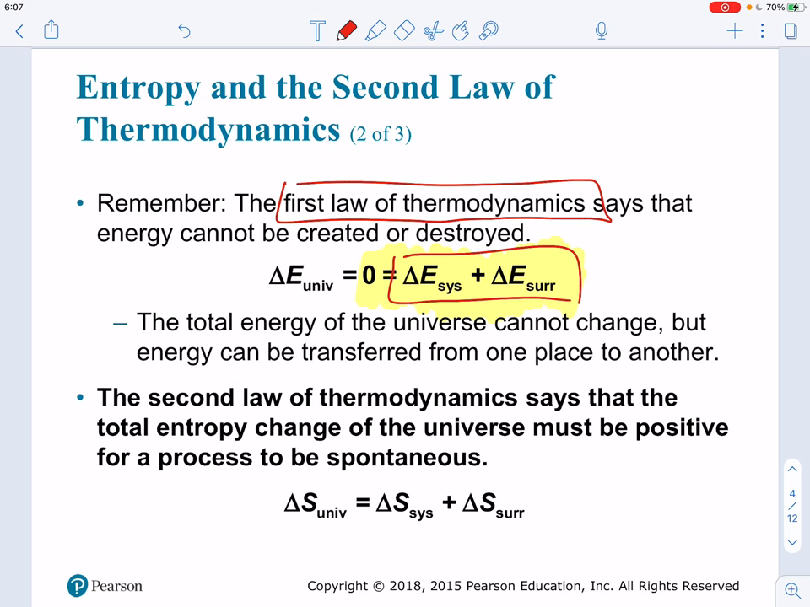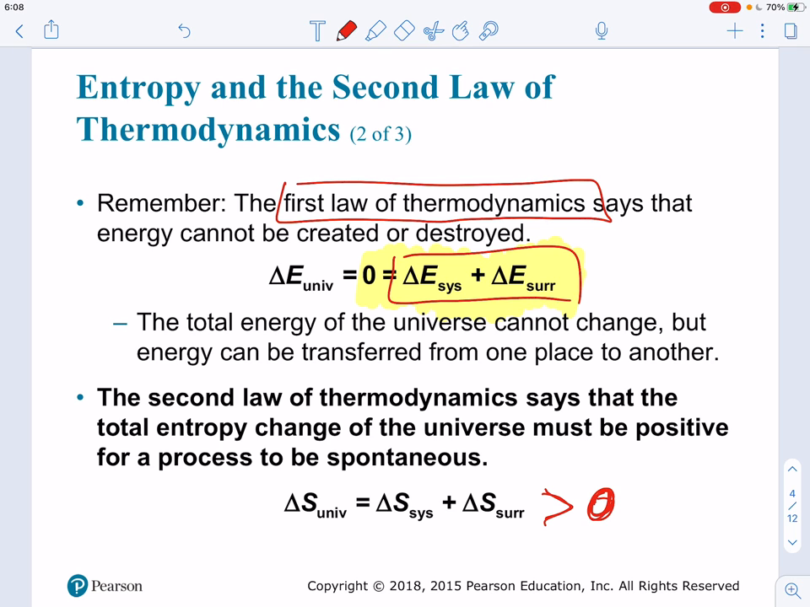Now, what happens with the second law? The second law gives us a similar expression. The change in entropy of the universe is equal to the change in entropy of the system plus the change in entropy of the surroundings. Now, there is nothing that says the change in entropy of the universe has to be zero. It could be zero, but most likely it is going to be larger than zero. This will depend on how you define that universe, okay?